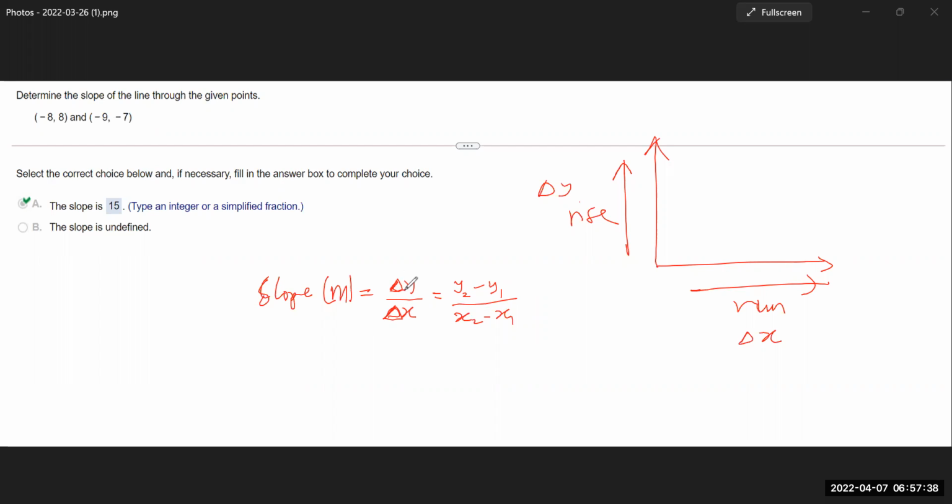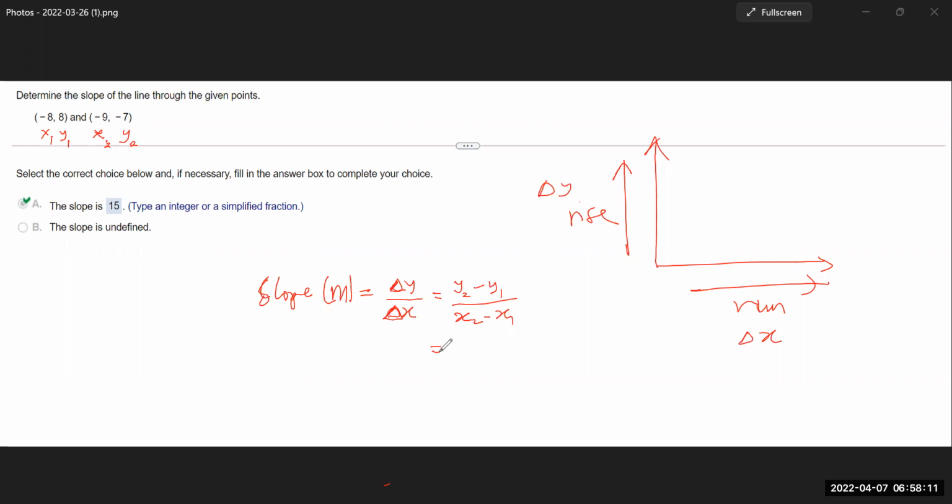These are pairs of x and y coordinates. So this is your x, this is your y, this is your x, and this is your y. Because this is the first x value, we call this x1. This is the first y value, we call this y1. This is your second x value, we call this x2. And this is your second y value, we call this y2. So x1 is -8 and y1 is 8.